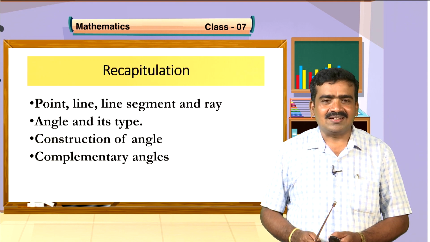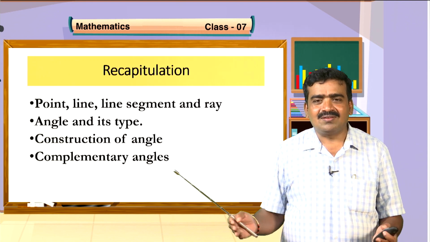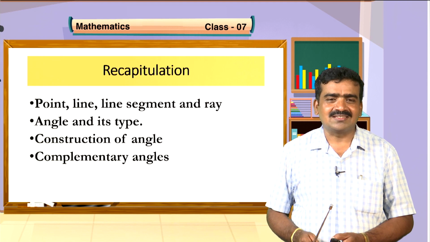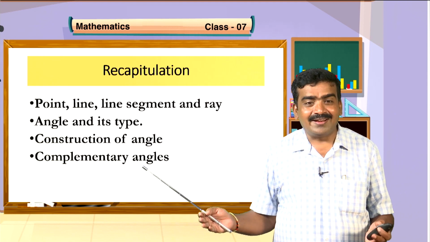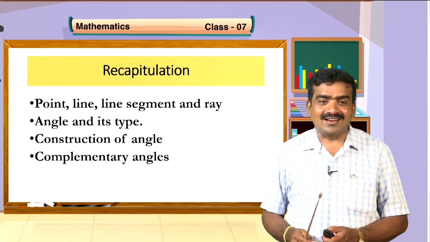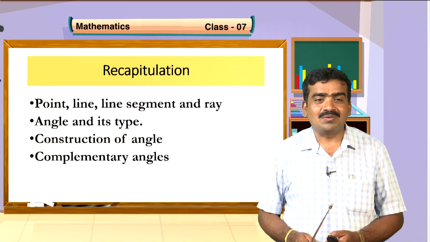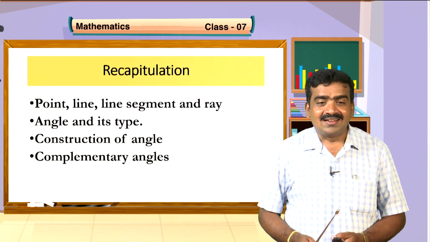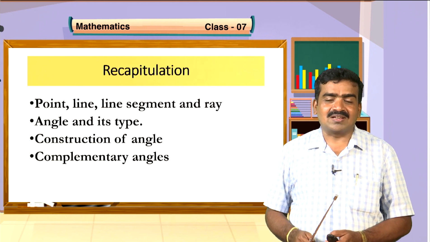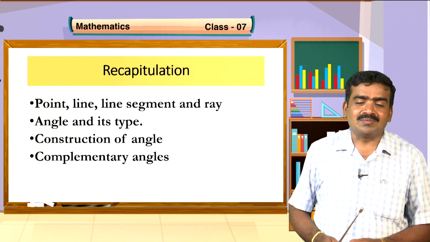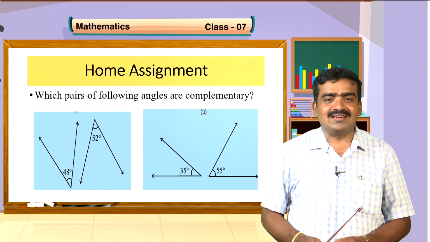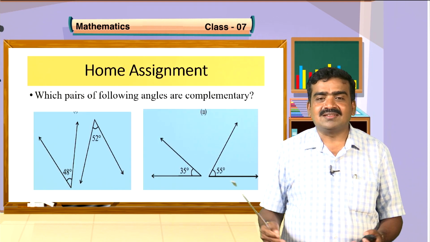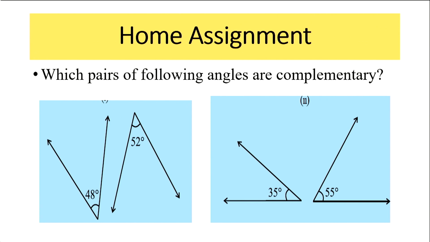My dear student, up to now we have learned a few basic concepts of mathematics. They are point, line, line segment and ray, and we have also learnt about angles and types of angles, and we have understood the method of construction of an angle and the meaning of complementary angles. Now, based on today's concept, I am going to give you a few questions, and you have to find the answers and show them to your teacher.